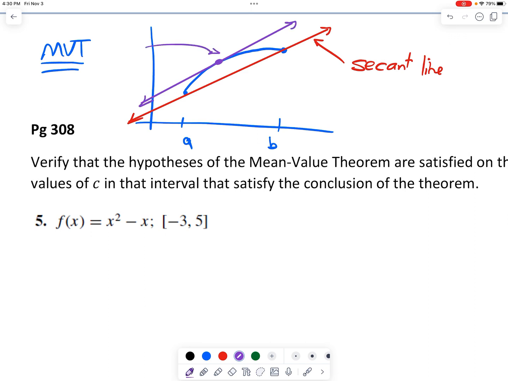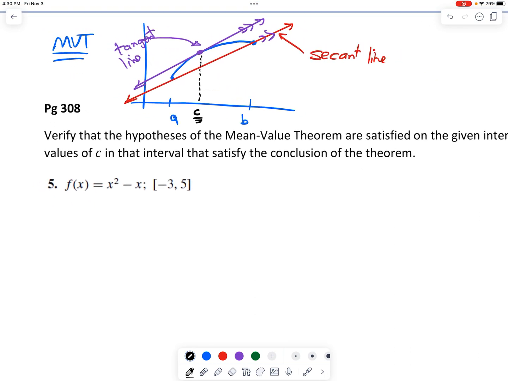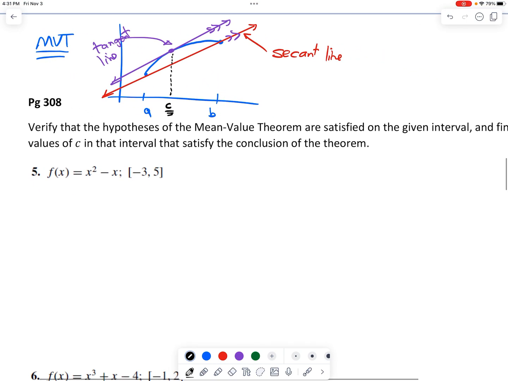So here is that purple line, that is the tangent line. And those slopes are parallel, or sorry, slopes are equal, that means those lines are parallel. And so that place where it happens, that means there's a c. It's got to happen at least one time within that interval. So here's how a calculus problem that deals with the MVT goes.